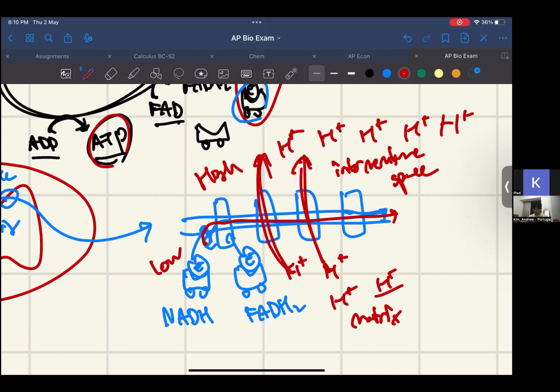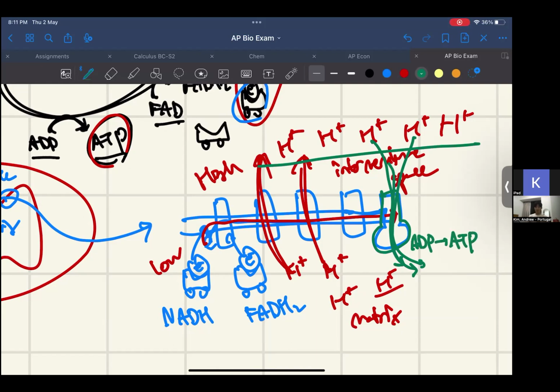Now, what's going to happen is since the concentration of H plus in the intermembrane space is higher, all those H pluses will move down. Why? Because it's higher concentration. Diffusion always happens from higher concentration to lower concentration. So all the H pluses will flow down, and using that force of H plus flowing down, we will generate energy in this synthase to convert ADP to ATP. This is where the majority of the ATPs are created.